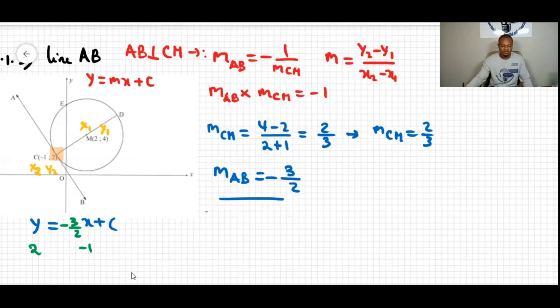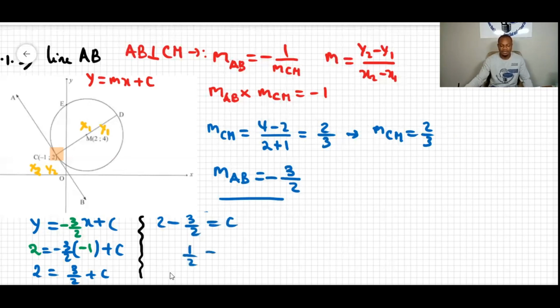So this will be 2 equal to -3 over 2 times -1 plus c, and that makes 2 equal to +3 over 2 plus c. Now I can just move the 3 over 2 over the equal sign. That will be 2 minus 3 over 2 equal to c. And 2 minus 3 over 2 is equal to 1/2. So we find c also. And then the equation of the tangent line is given by y equals -3 over 2 x, that's the gradient, plus 1/2. Thank you.